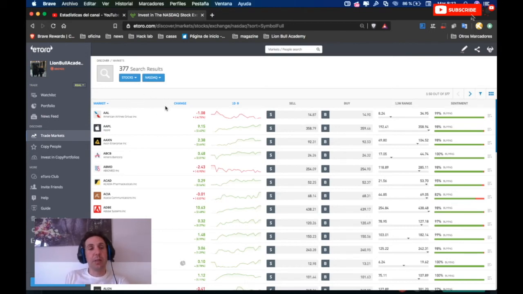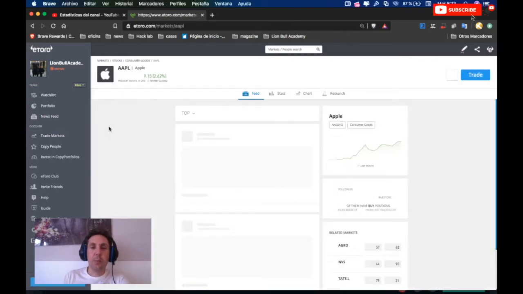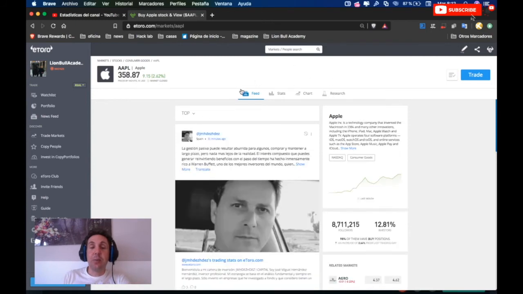So for example, let's go to Apple here. It's a company everybody knows, they make iPhones and MacBooks. So let's go to Apple. Here inside of Apple we have the feed. This is the page of Apple where we can find information about Apple.